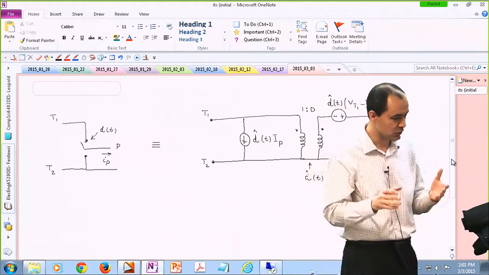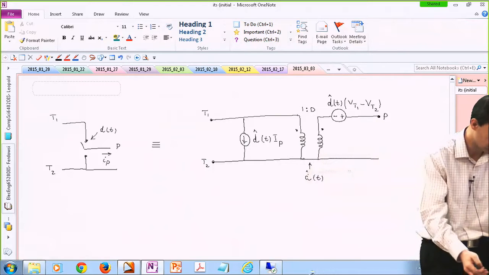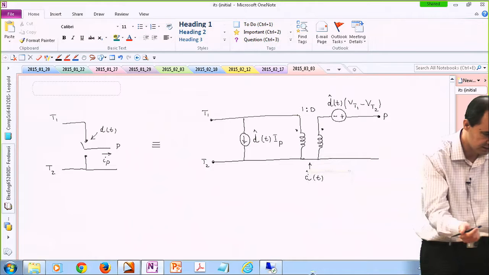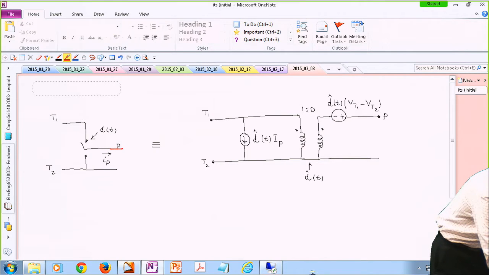So I'm going to give you guys an example of what I exactly mean by replacing this thing. Let's say we are trying to analyze the boost converter. So what you see in the boost converter is you have an inductor here. This is the input voltage.